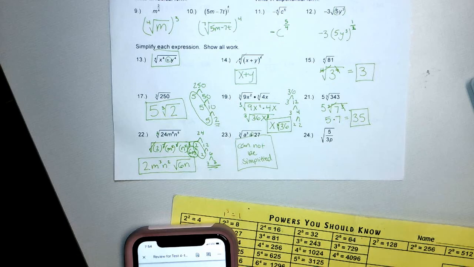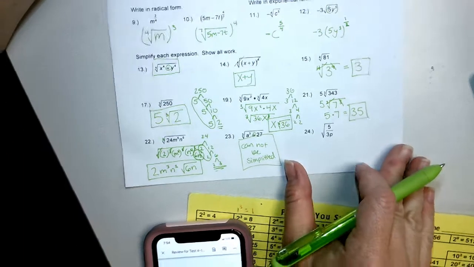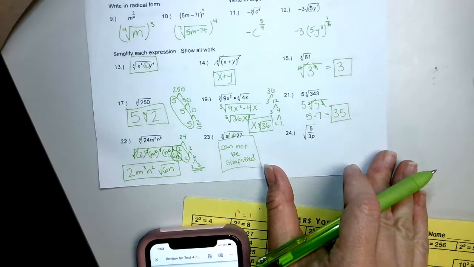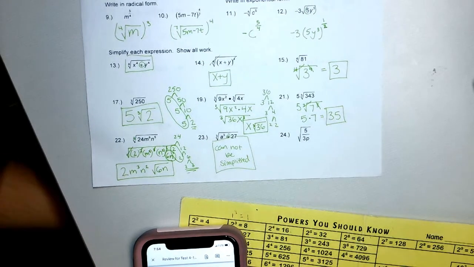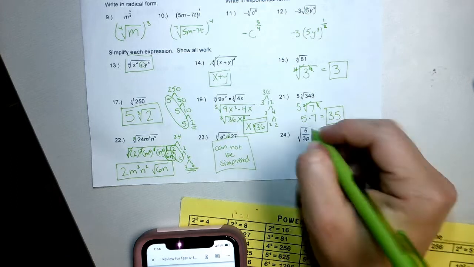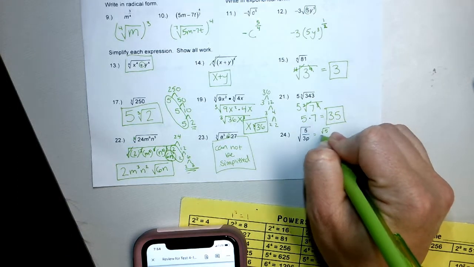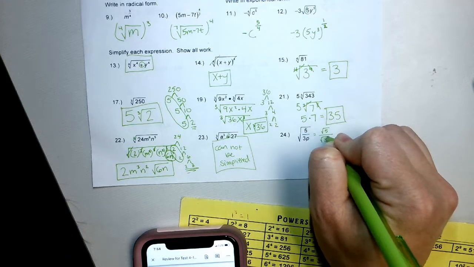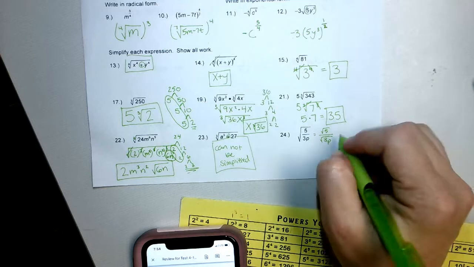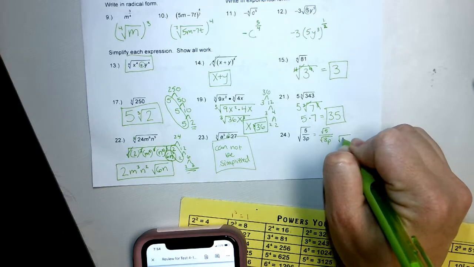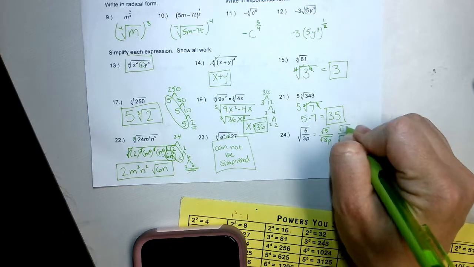What's wrong with number 24? Yeah, we're not allowed to have a root at the bottom. So I can rewrite this as the root of 5 over the root of 3p, and I didn't change anything, I just separated the root. And remember, we're not allowed to have any roots on the bottom. No radicals in the denominator. So I'm going to multiply the denominator by itself, but what I do to the denominator, I have to do to the numerator to keep it equal.